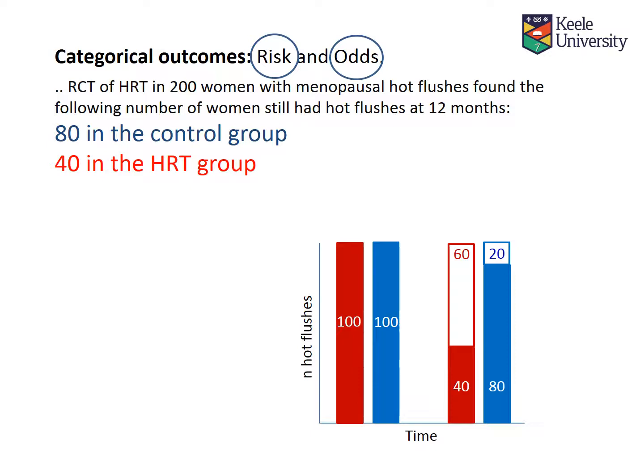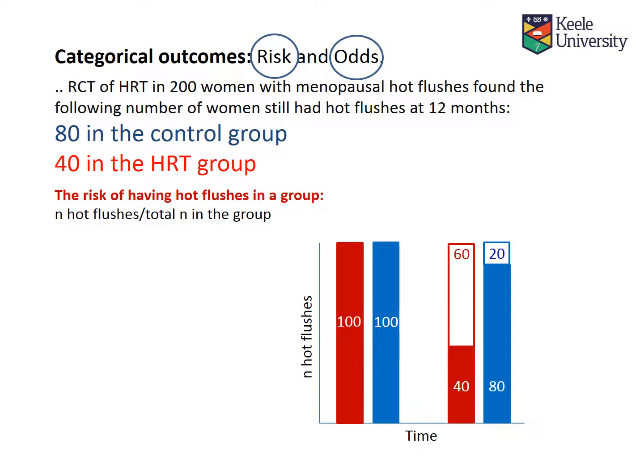A study or a trial of HRT as a treatment in 200 women with menopausal hot flushes found the following number of women still had hot flushes at 12 months. They started off having 100 in each group. Imagine that is the case. And at 12 months' time, in the control group, they didn't have HRT. 80 of them still had hot flushes, while in the HRT group, 40 of them had hot flushes. How do we calculate the risk and the odds?